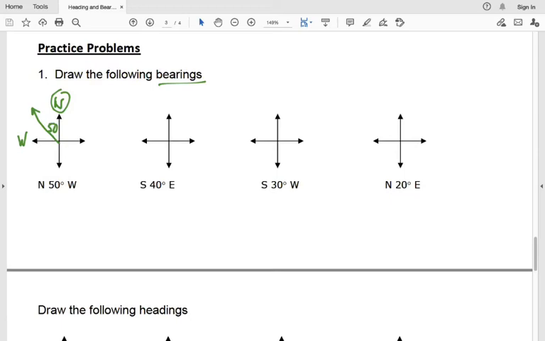On the next one, we're going to go 40 degrees east of south. So here's south, here's east. So we're going to go 40 degrees from the south axis, 40 degrees. So this is 40. On the next one, we want to go 30 degrees west of south. So here's the west axis, here's the south. And we're going to go 30 degrees from the south to get that line. On the next one, we're going to go 20 degrees east of north. So here's north, this is east, and we're going to go 20 degrees from the north axis for our actual path.